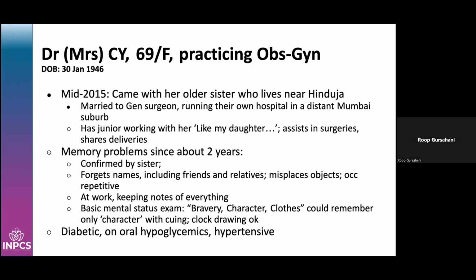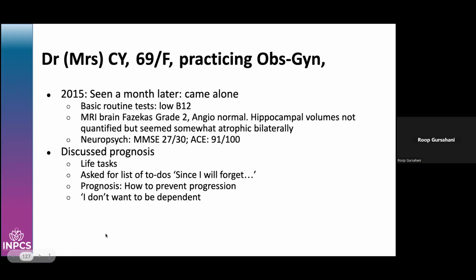She actually reduced her practice, had a junior working with her. She came in because she had memory problems, and this was confirmed by the sister. She was forgetting names, but at work she was managing to keep notes of everything. And when I did a basic mental status examination, she could not remember the 3 words. So she had vascular risk factors. And when we did her basic test, her B12 was a little low. The MRI showed minor abnormalities, but the MMSE was actually above the cutoff for dementia. And I had a longish chat with her.